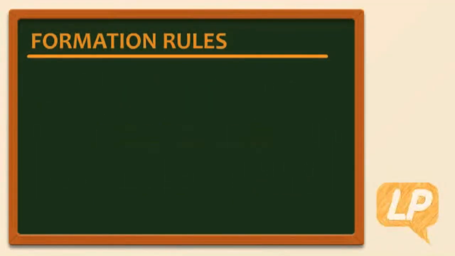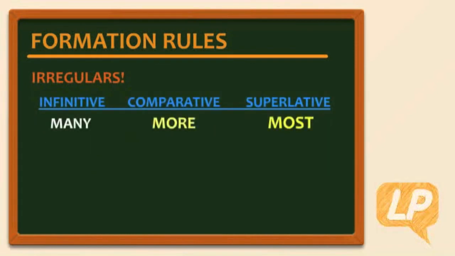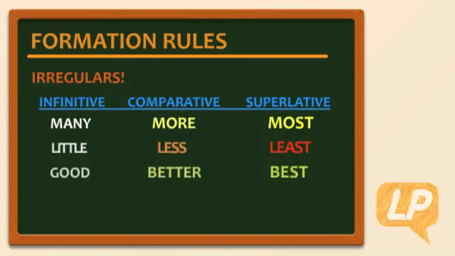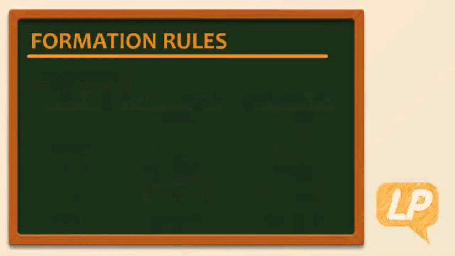The most common irregular adjectives are many, more, most. Little, less, least. Good, better, best. Far, farther, farthest. Bad, worse, worst.